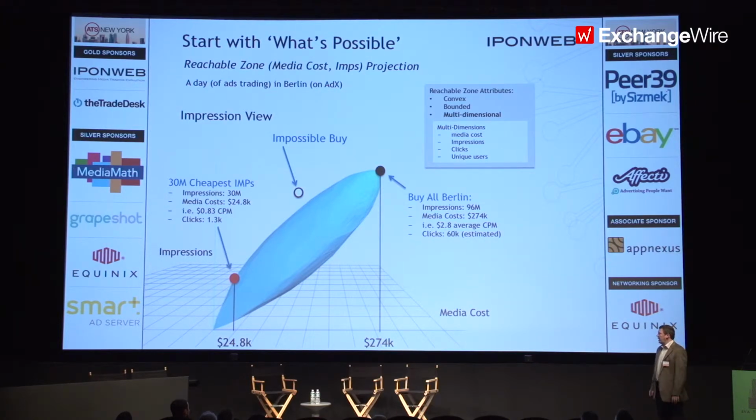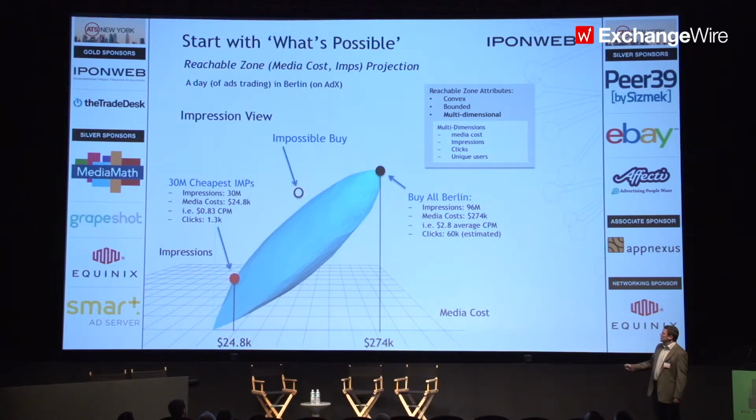For example, I could have just spent the entire day doing absolutely nothing, in which case I'll get 0 media cost, I get 0 impressions, so I'll be here. That's definitely possible. Alternatively, I can buy at $10 CPM and buy everything which was available on this day in Berlin, which will be this point on this reachable zone. And for the record, for this particular day, 96 million impressions, which is quite a lot for Berlin. You would have spent that much money and generated about 60,000 clicks. Now, everything over here is possible.